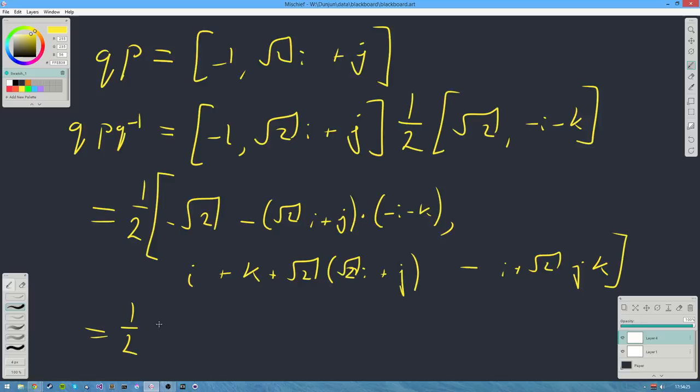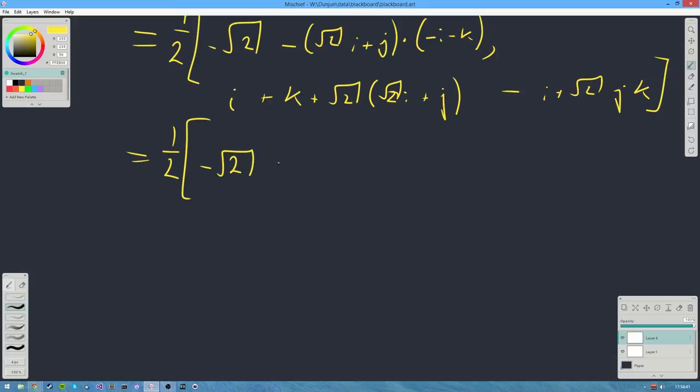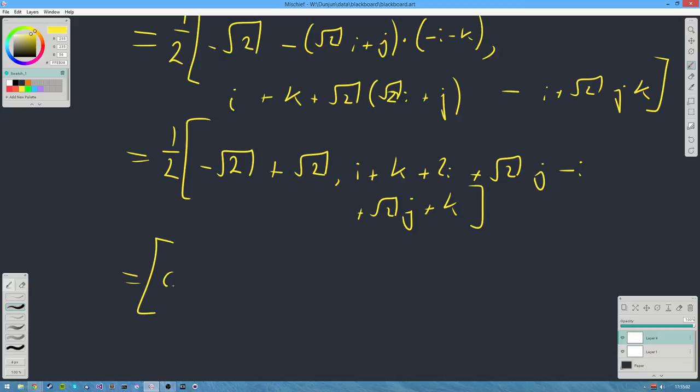So where minus root 2 plus 2 plus i plus k plus 2i plus 2j minus i. Plus root 2j, oops, what happened there, plus k, that's what we've got, and then simplify that, what we get is i plus root 2j plus k. And wow, okay, it's now a pure quaternion.